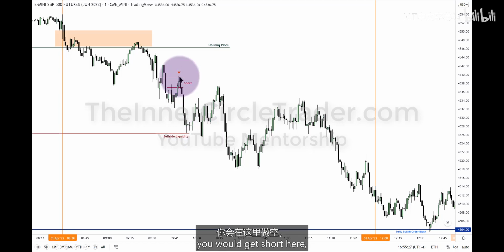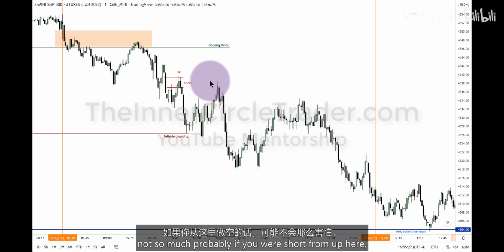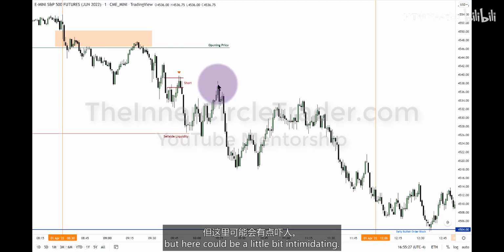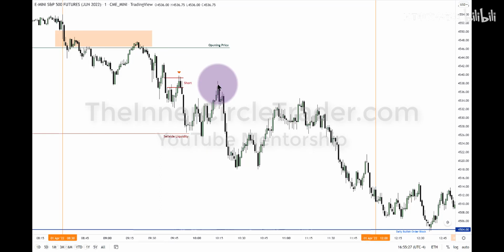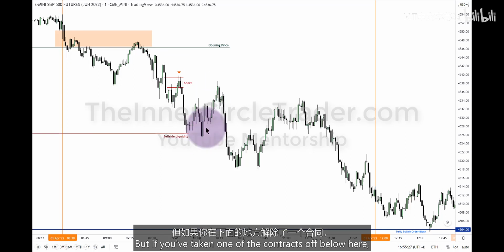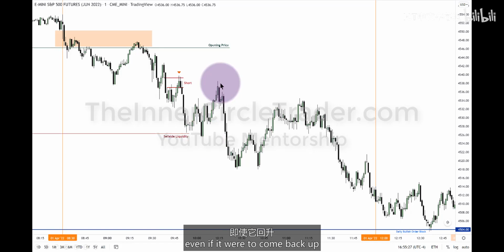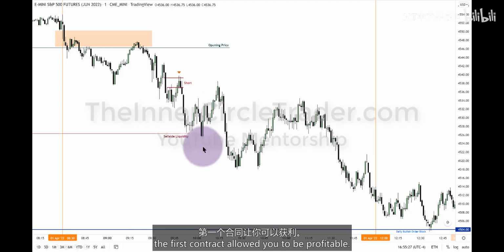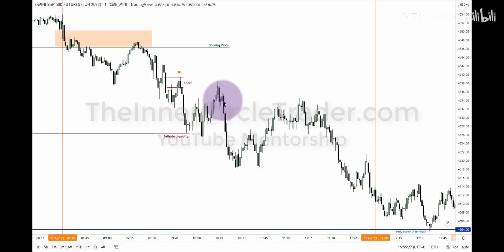If you did multiple contracts, you would get short here. Take 2, take 1 off. This might scare you. Not so much probably if you were short from up here, but here could be a little bit intimidating. But if you've taken one of the contracts off below here, even if it were to come back up and stop you out, the first contract allowed you to be profitable. So it kind of balances things out.